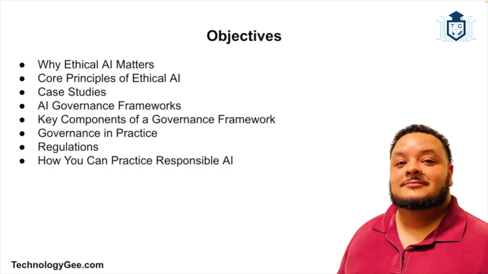So in this video, we're going to talk about what it means to practice ethical AI and not just talk about it. We're going to break down the key principles, explore real life examples, and show you what governance really means without the corporate buzzword soup. So by the end, you're going to have a clear understanding of how to make AI that's not only smart, but also safe, fair, and trustworthy.